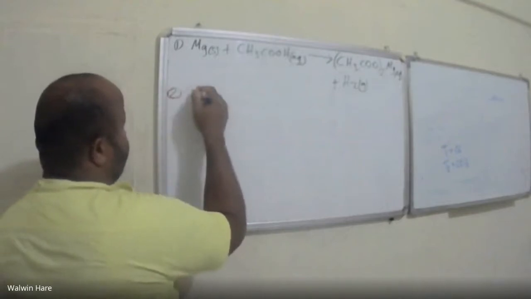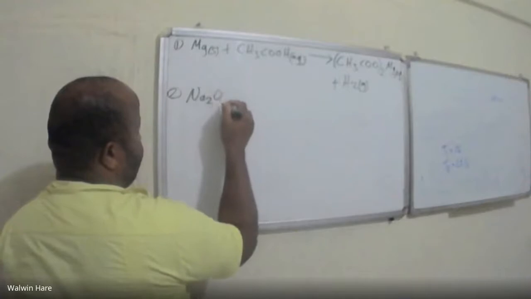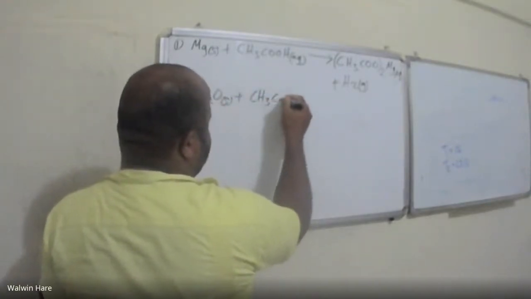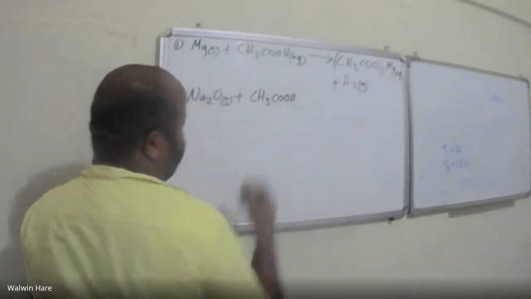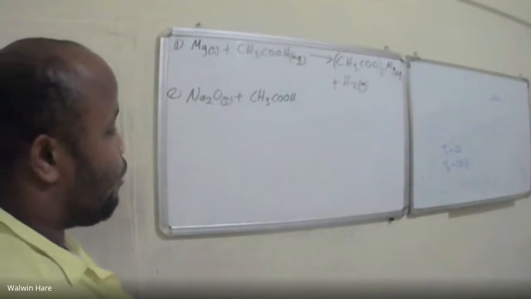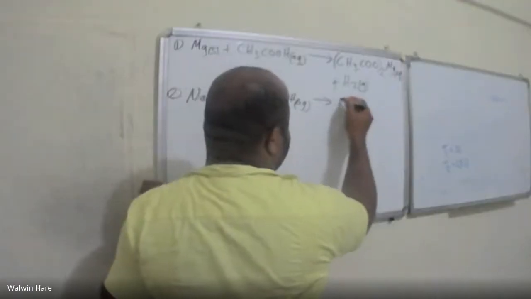Second one, metal oxides, right? So like sodium oxide reacting with acid, and oxides of metal are bases. So acid and base react, what is formed? Salt and water. That is correct.